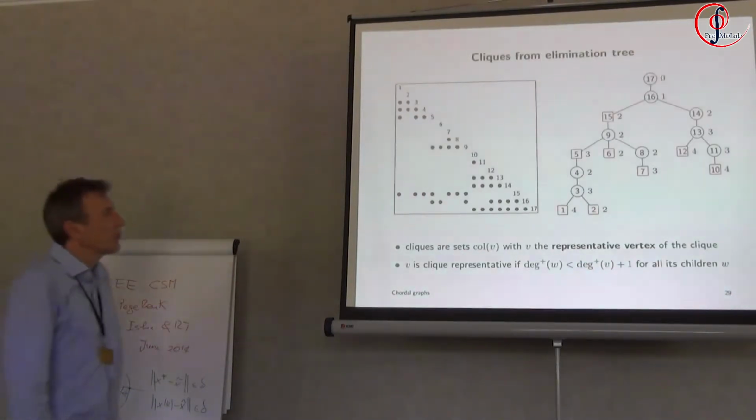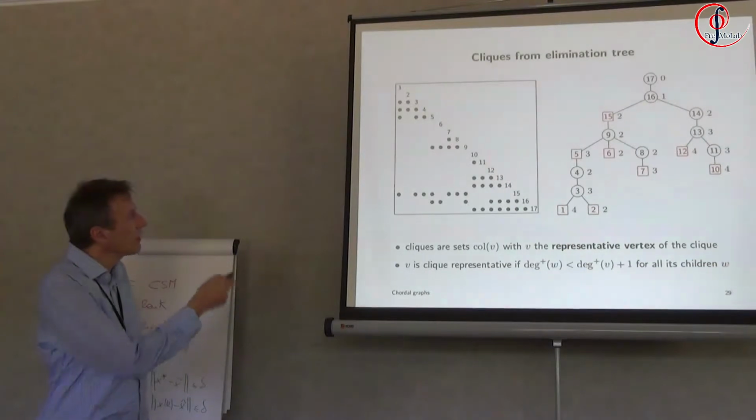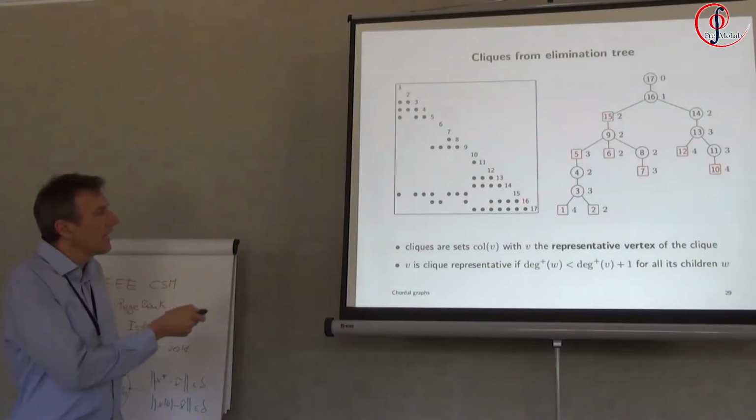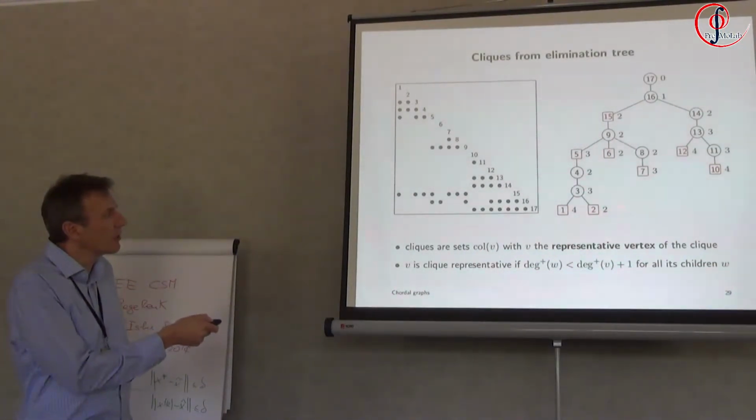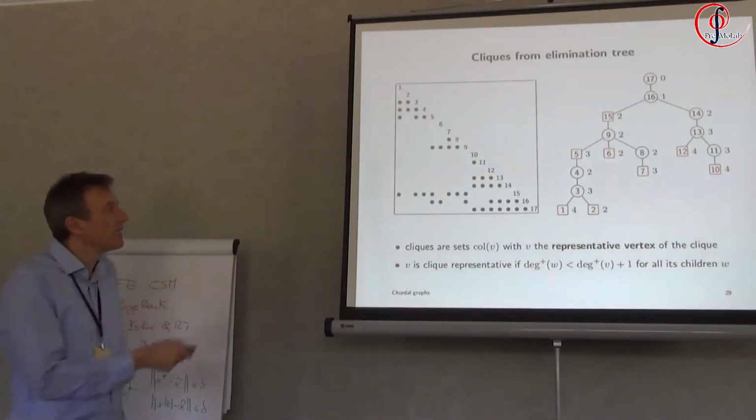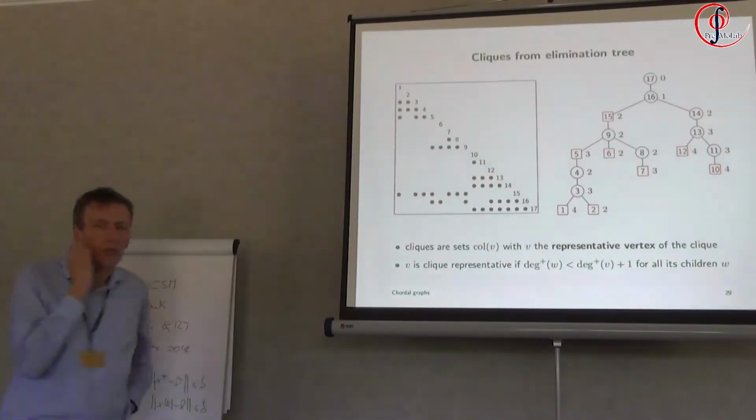Now suppose we know an elimination tree for a chordal graph and the higher degrees. These are the numbers next to each vertex. Then from that information you can actually find all the cliques in the graph.